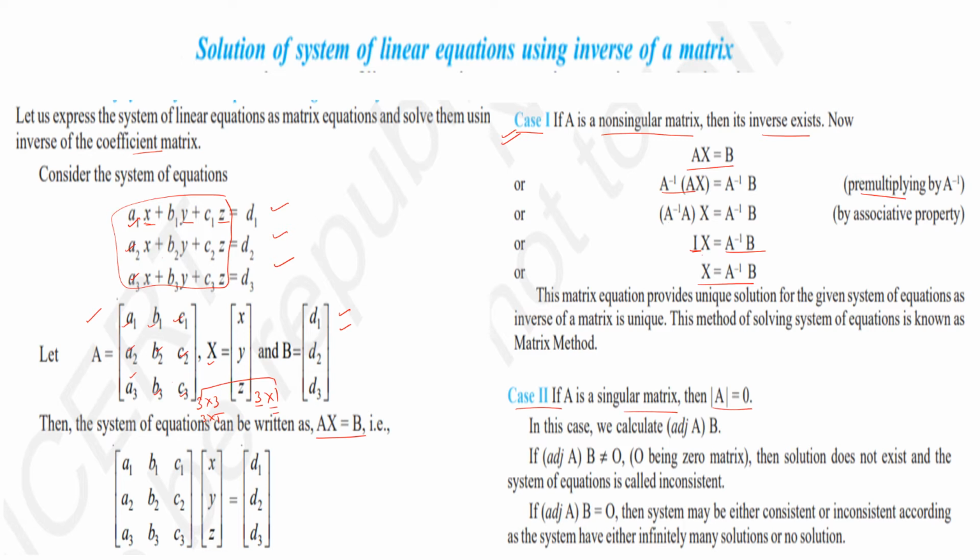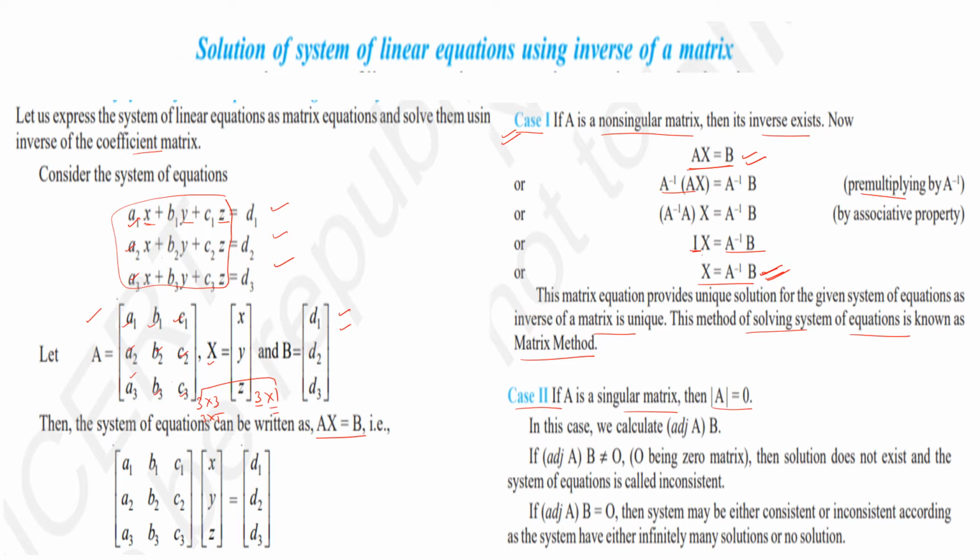So this matrix equation provides unique solution for the given system of equations as inverse of matrix is unique. And this method of solving the equations is known as matrix method. Means if the system is of the form AX equal to B, then its solution X is equal to A inverse B is called as the matrix method, right?